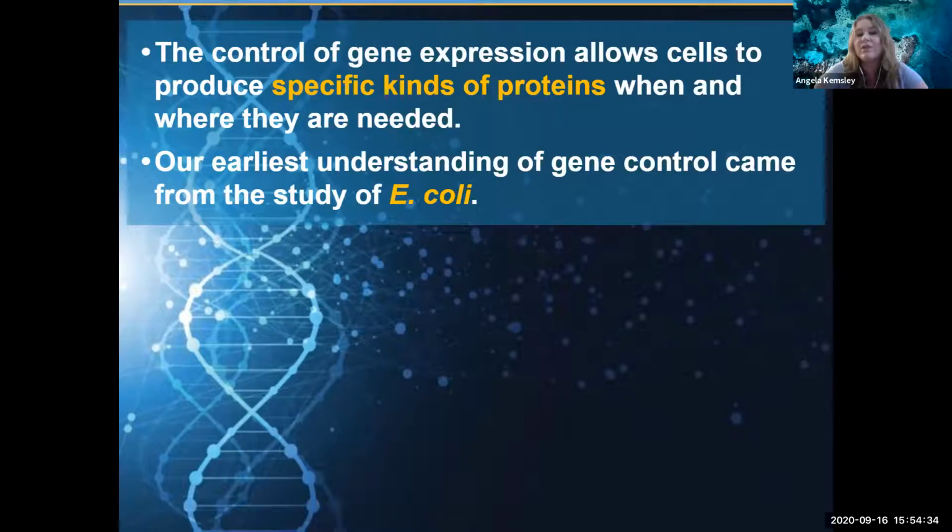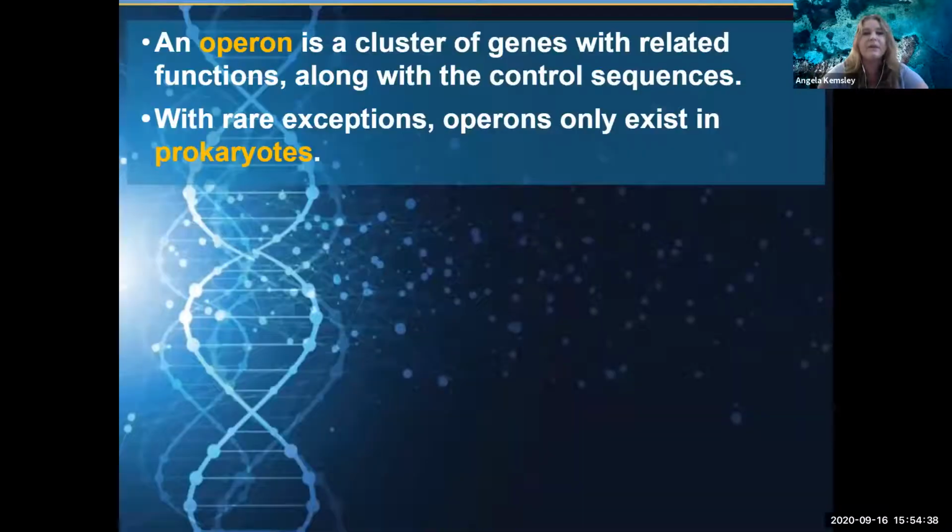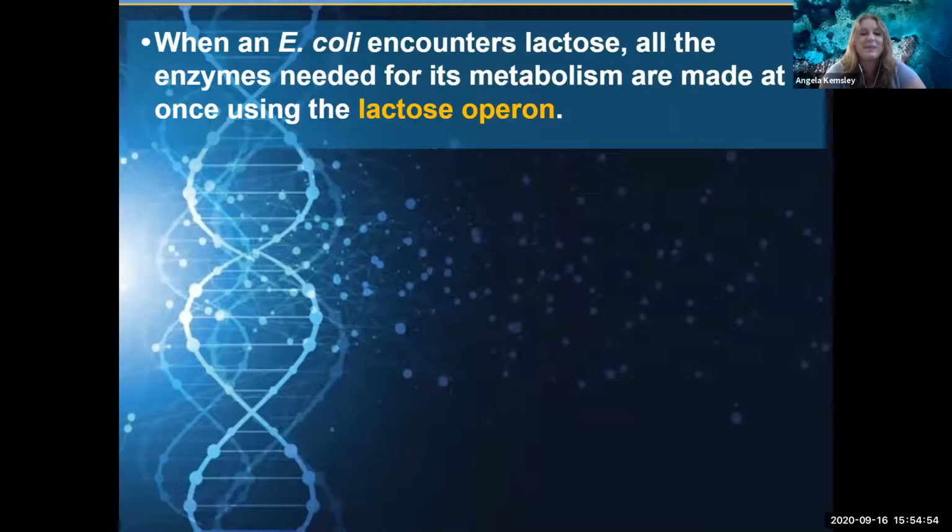Our earliest understanding of gene control came from a study of E. coli. So in prokaryotes, there's what we call an operon. An operon is a cluster of genes that have related functions along with their control sequences. And with a few rare exceptions, operons only exist in prokaryotes. So E. coli, since it's a prokaryote, does have operons.